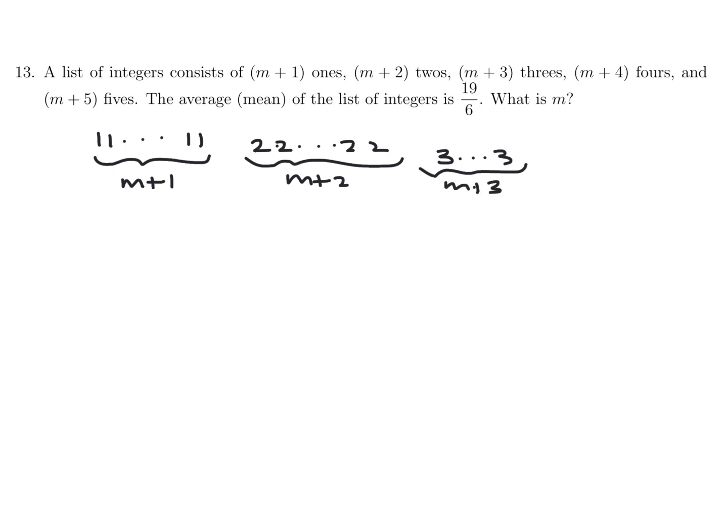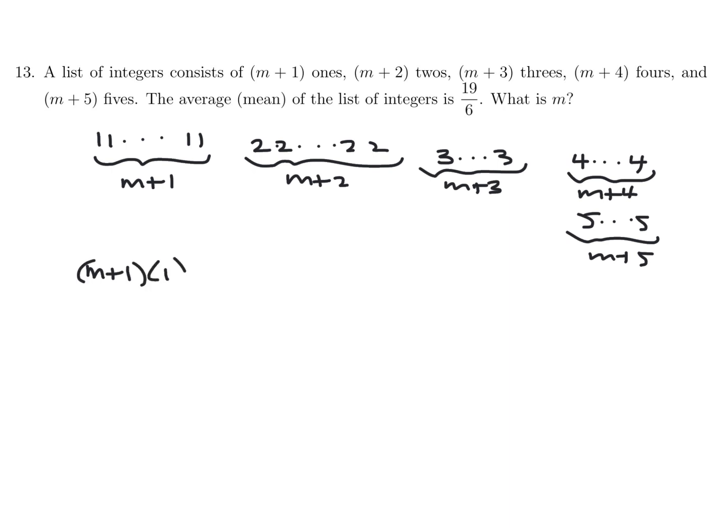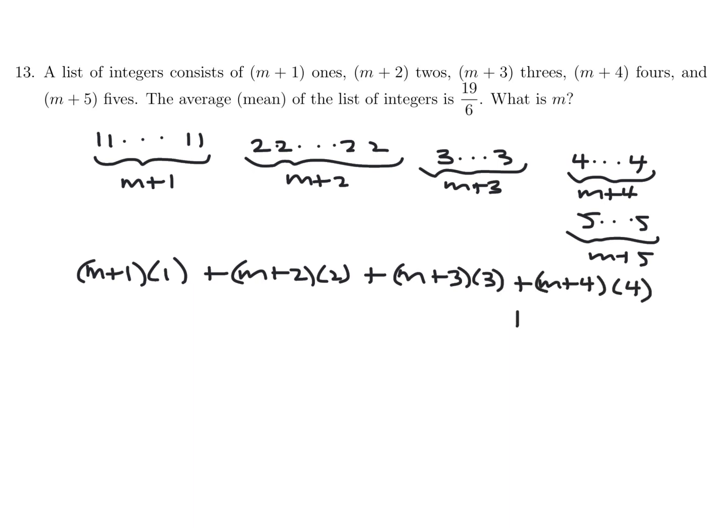m plus 3, a whole bunch of 4s, we don't know how many, but they tell us it's m plus 4, and a whole bunch of 5s, and that's m plus 5. So the average, you guys know how to figure out averages, right? So you take how many there are, and you multiply by the value of each, and then how many there are, and multiply by the value of each, and so on. And then this would be m plus 3 times 3, m plus 4 times 4, and m plus 5 times 5.